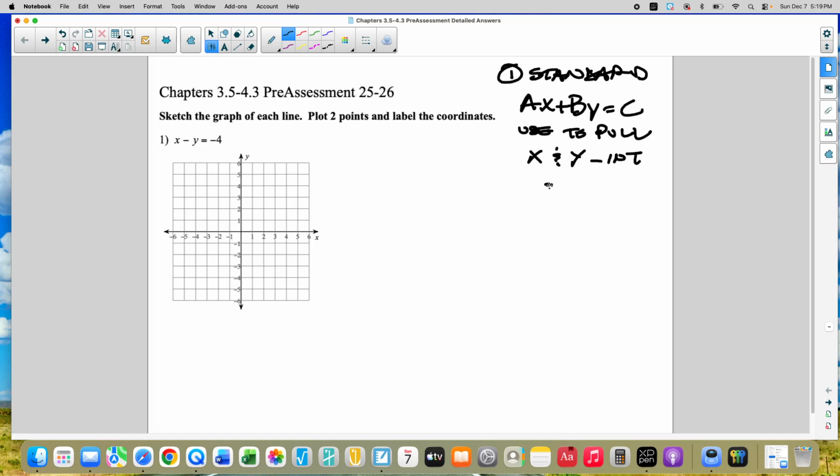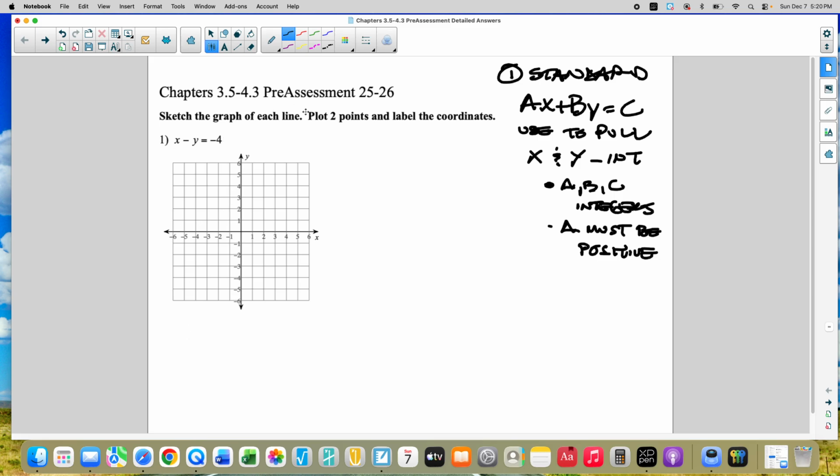Something to also remember when you're writing an equation in standard form, a, b, and c must be integers, and a must be positive. That doesn't mean that when you get it from an assessment that that's going to be the case, but when it's in standard form, x and y are on the left side, your constant's on the right. So this is in standard form, and this is technically a standard form that you can submit. A is 1, B is -1, C is -4.